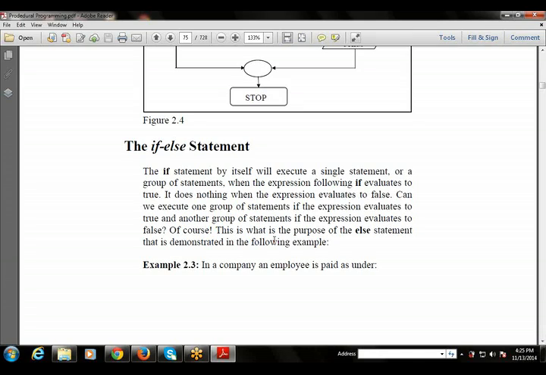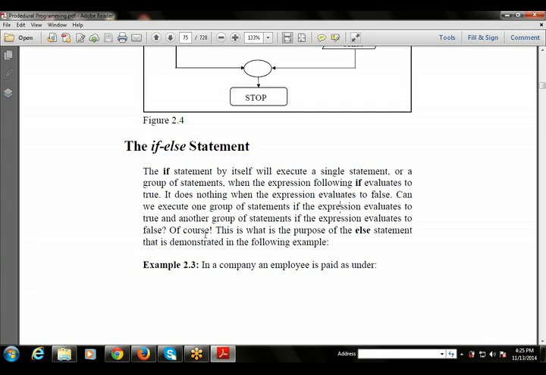The if statement by itself will execute a single statement or a group of statements when the expression following if evaluates to true. It does nothing when the expression evaluates to false. As I told you, we can execute one group of instructions if the expression evaluates to true, and another group of statements if the expression evaluates to false.